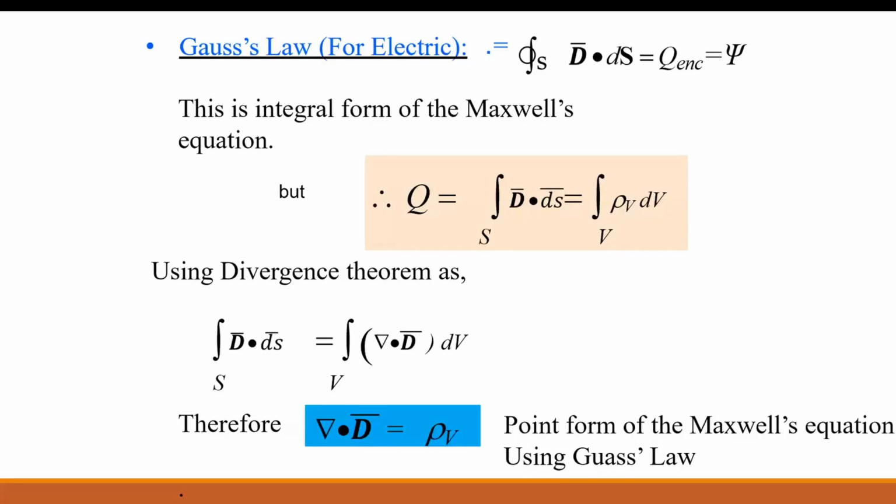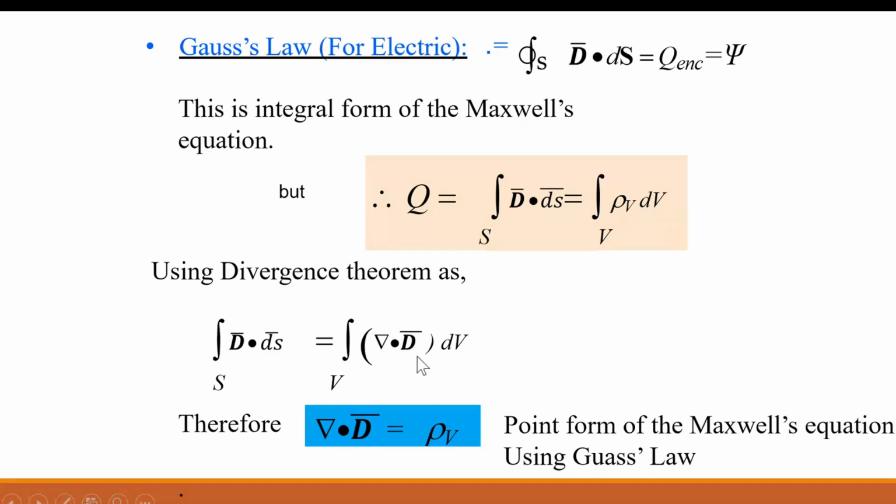So same equation we have seen in the electrostatic field: closed surface integration of D dot dS is equal to triple integration of rho v dv. And what is the divergence theorem? The divergence theorem states that the surface integration of any vector quantity over a closed surface, closed surface integration of D bar dot dS bar, is equal to the volume integration of the divergence of D into dv. Okay, volume integration of divergence of that vector quantity into dv.